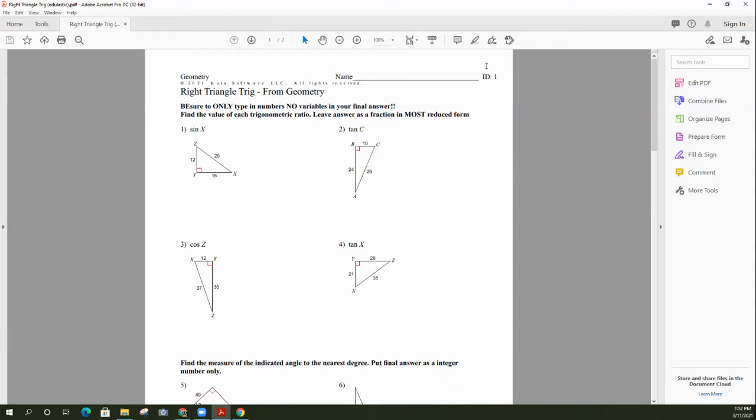All right, here's the key for the Edge Elastic assignment. I'm doing it right on the worksheet here. I'm just going to do the odds.